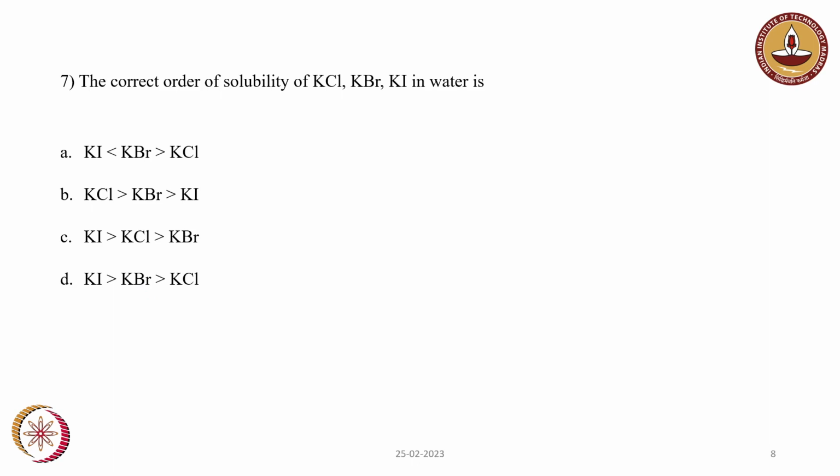So similar to the previous case, the order of increasing ionic character will be KCl greater than KBr greater than KI, because Cl is highly electronegative compared to bromine and iodine. So the electronegativity difference will be high for KCl, then KBr, and KI. So KCl will have the highest ionic character because of the electronegativity difference, and potassium iodide will have the lowest.